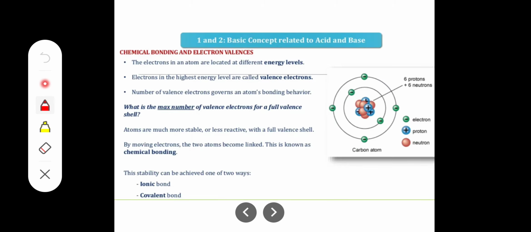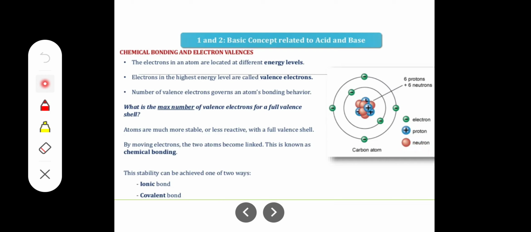The first one here is a basic concept related to acid and base. We will first try to understand chemical bonding and electron valence. Here one example has been given, a carbon atom, and you can see three things in the atom. The green color indicates the electron, the blue color indicates the proton, and the pink color indicates the neutron.